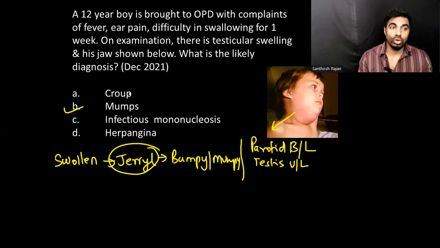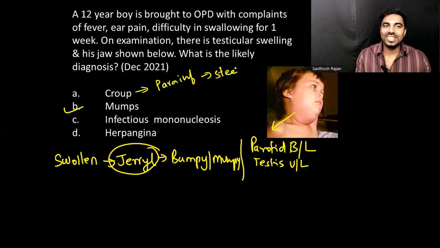Parainfluenza. It's caused by parainfluenza virus group, that is acute laryngotracheobronchitis. Usme kya hota hai? Steeple sign. Ek sign hai, kya hai? Steeple sign. If you remember, aise aapko upar church ka hota na, A hota hai, steeple sign. X-ray mein they will give you and it's easy, okay? It is otherwise called laryngotracheobronchitis, croup ka.